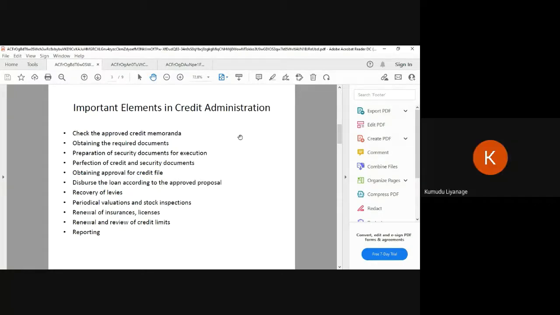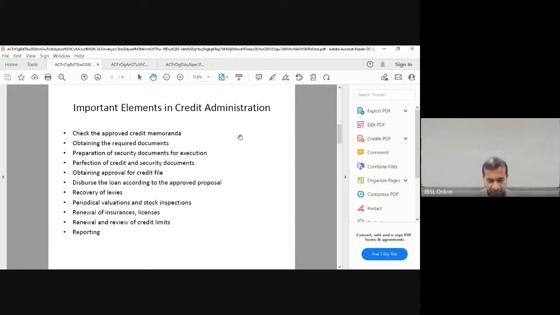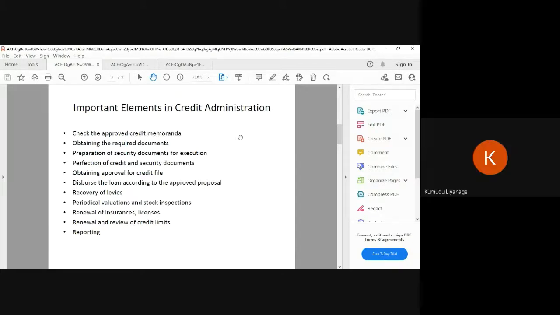Hello, sir. Yes. There's a small question to ask, sir. Now this documentation part. If I am the approving authority, what is the accountability we have for the perfect documentation? Or does it lie with credit admin or the people who are disbursing the facility?